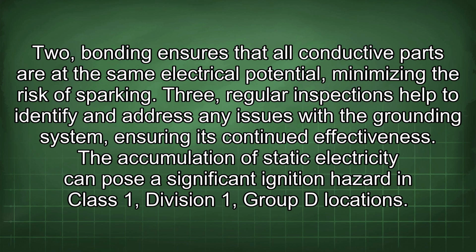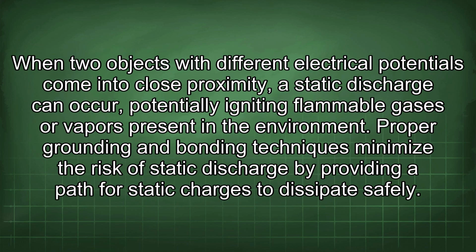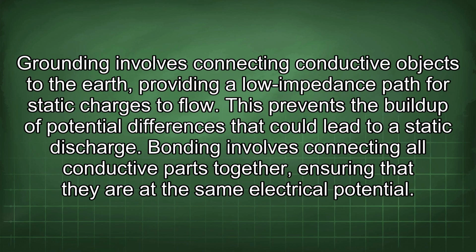The accumulation of static electricity can pose a significant ignition hazard in Class 1, Division 1, Group D locations. When two objects with different electrical potentials come into close proximity, a static discharge can occur, potentially igniting flammable gases or vapors present in the environment. Proper grounding and bonding techniques minimize the risk of static discharge by providing a path for static charges to dissipate safely. Grounding involves connecting conductive objects to the earth, providing a low impedance path for static charges to flow. This prevents the buildup of potential differences that could lead to a static discharge.